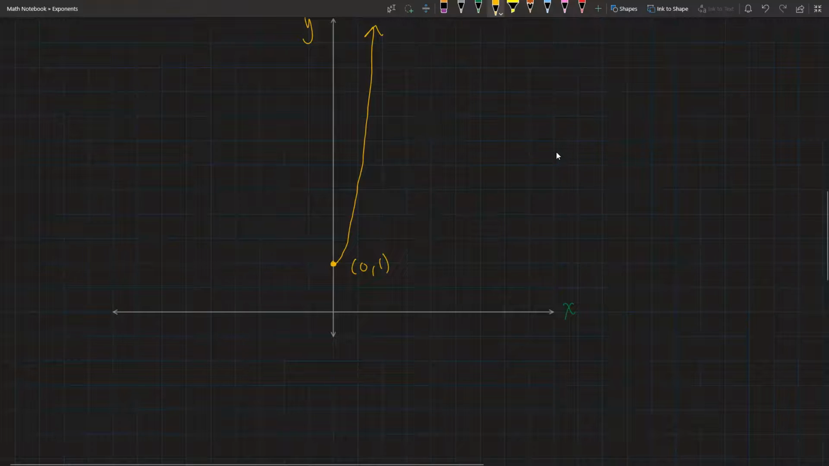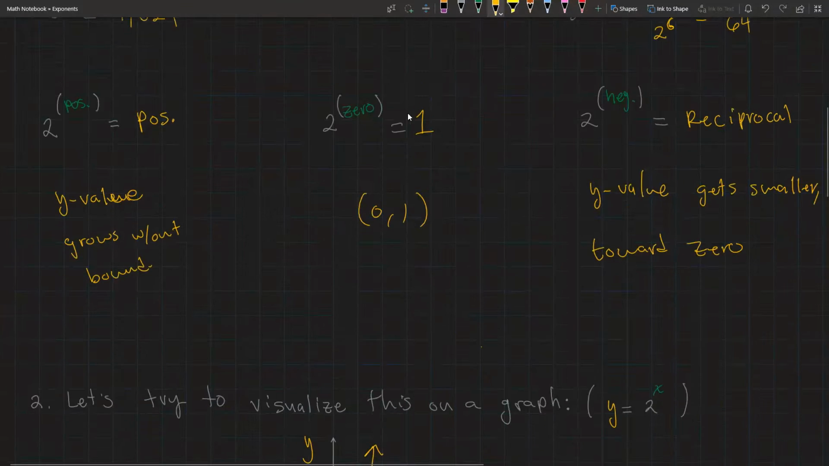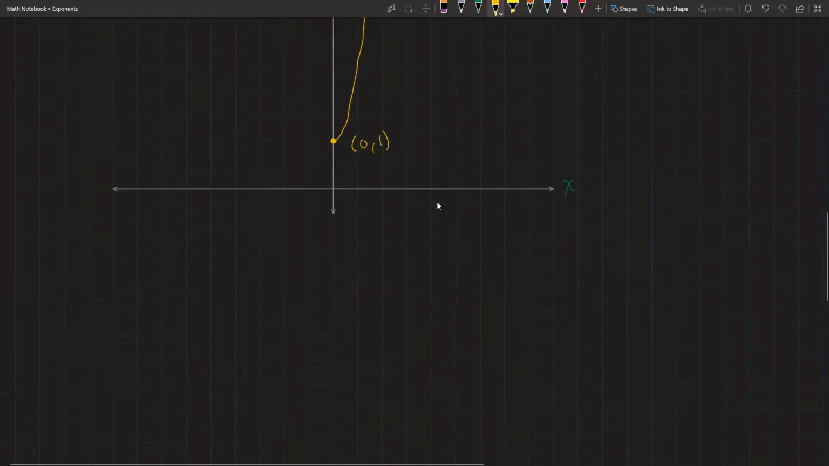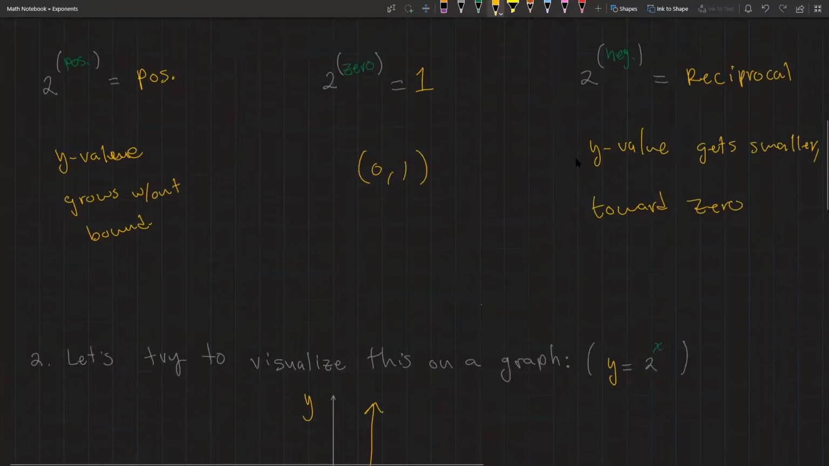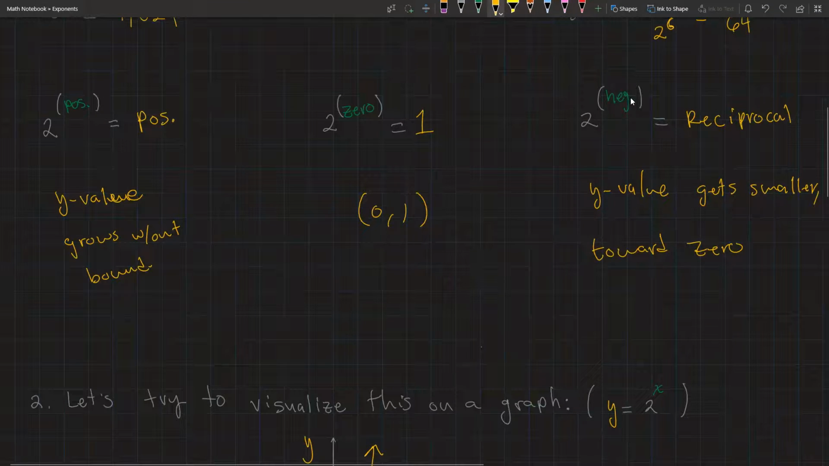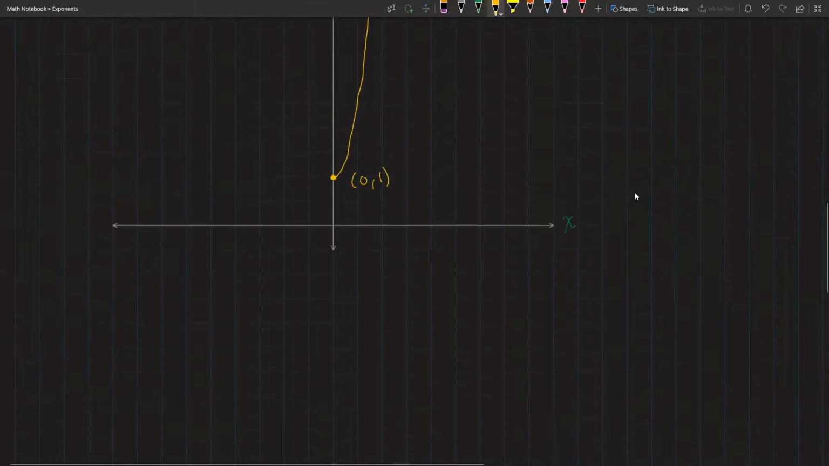I hope you can see that. And then we said that when the exponent is 0, we get a 1. There's the point (0, 1). And lastly, what happens when the exponent is negative? We take the reciprocal of those y values, which makes the y value get really small and towards 0.